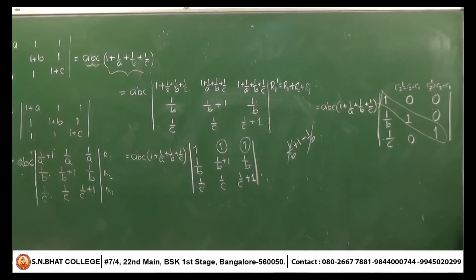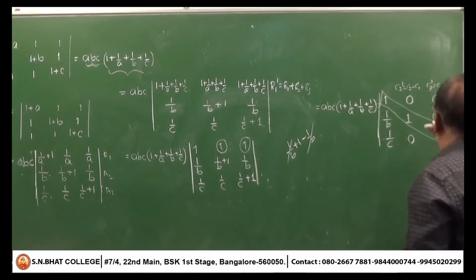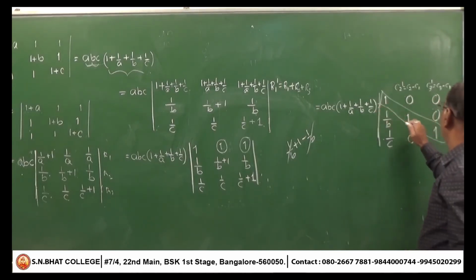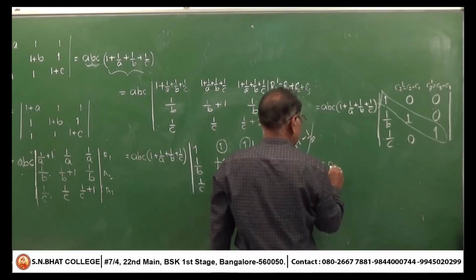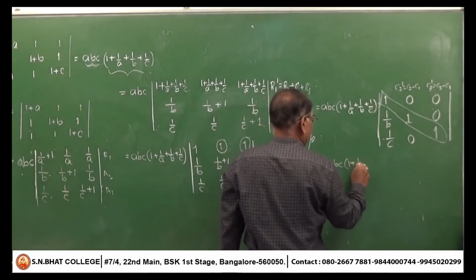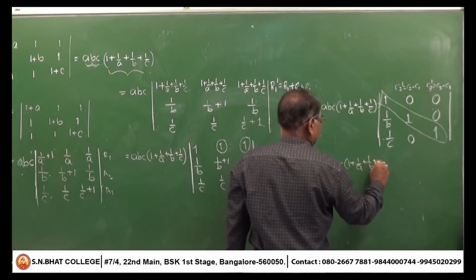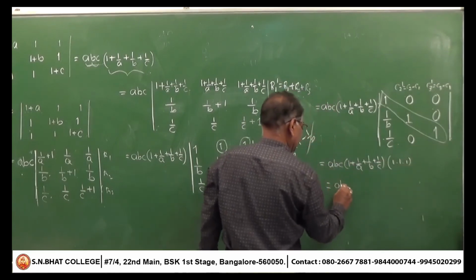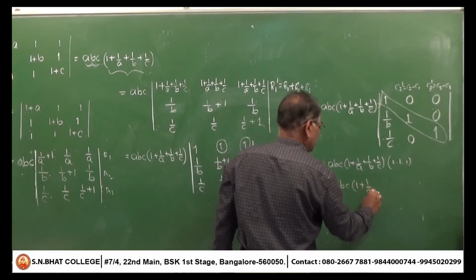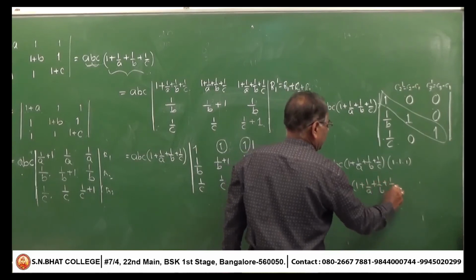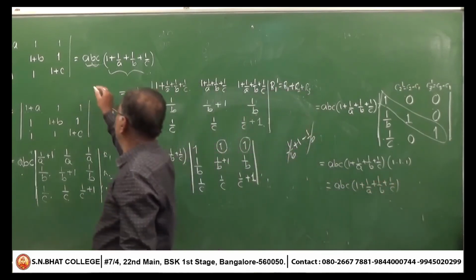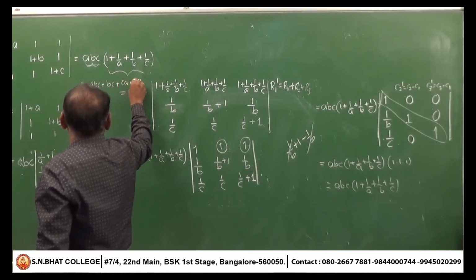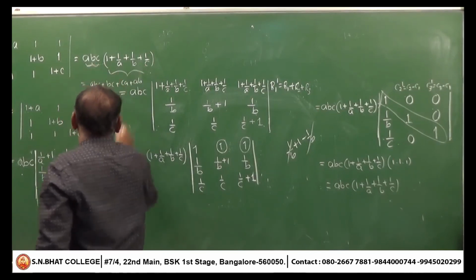In the determinant, the elements above the principal diagonal are zeros, so the value of this determinant will be 1 into 1 into 1. This is ABC into 1 plus 1 by A plus 1 by B plus 1 by C into 1 into 1 into 1. This is ABC into 1 plus 1 by A plus 1 by B plus 1 by C. Sometimes they may ask this result as well. This is nothing but ABC plus BC plus CA plus AB. Multiply individually, you get this.